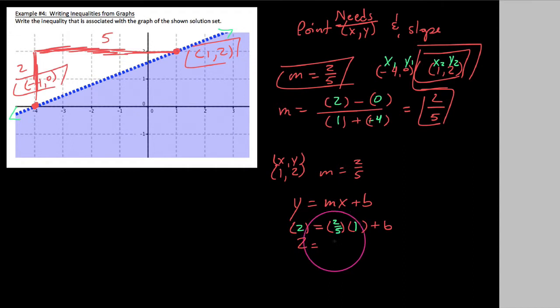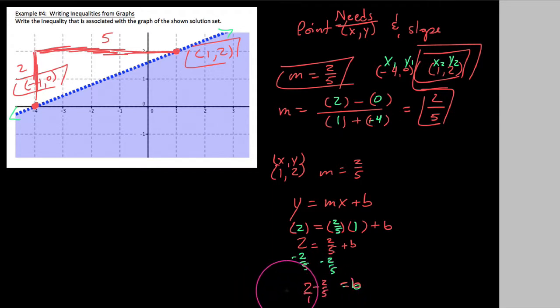But we have 2 on the left is equal to 2/5 times 1, which is 2/5, plus b. So now we need to subtract 2/5 from both sides, which means we are going to need a common denominator here, but we have b on the right. Let me switch colors here. B on the right, and on the left we have 2 minus 2/5, okay?